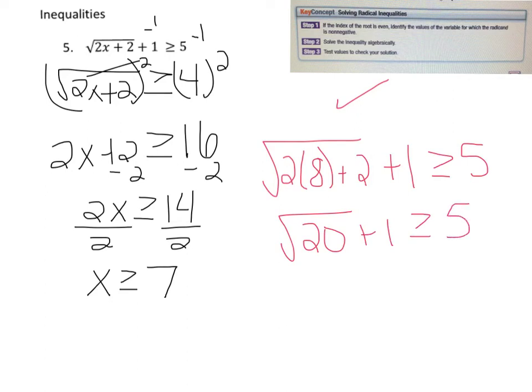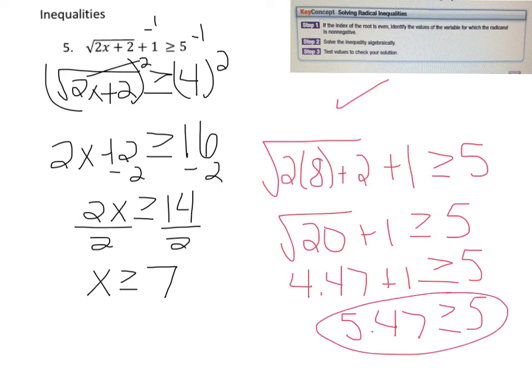The square root of 20 is roughly 4.47. And I still have that plus 1 is greater than or equal to 5. When I add this, 4.47 plus 1 is 5.47, which is greater than or equal to 5. This is a true statement, so I know that x greater than or equal to 7 is actually a true solution.